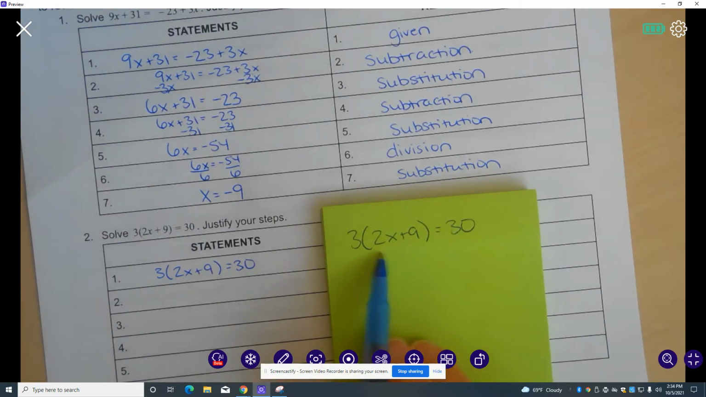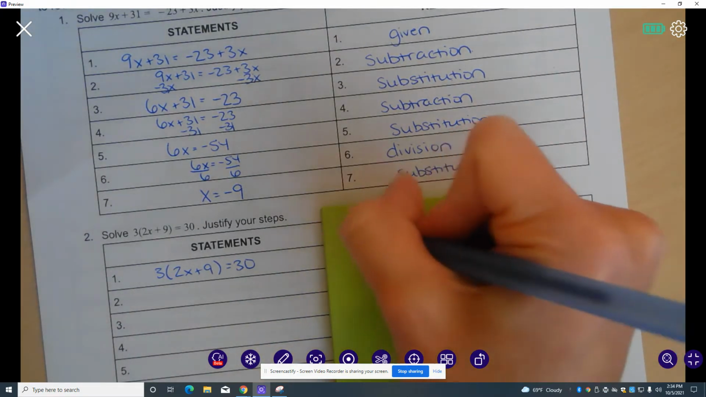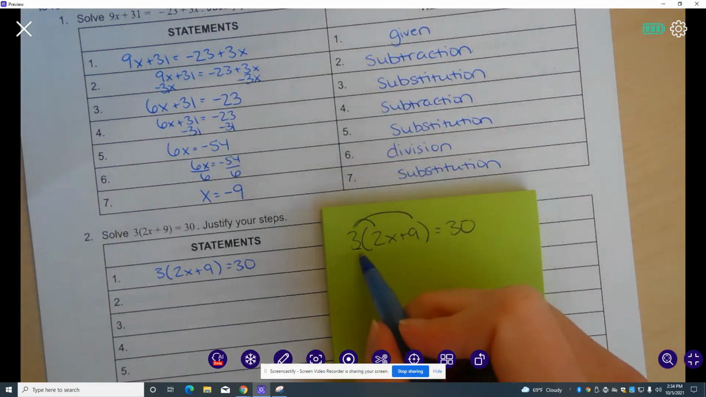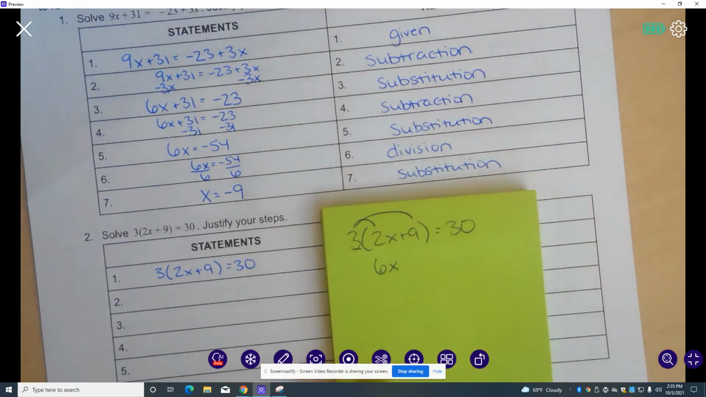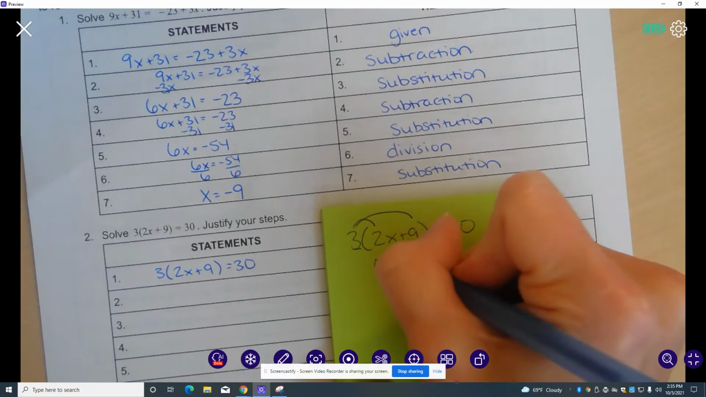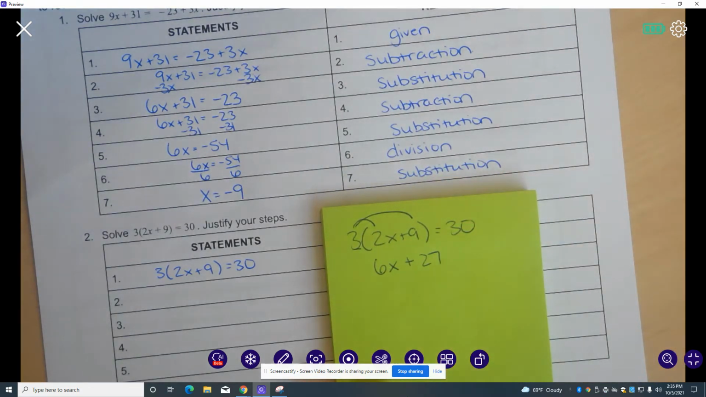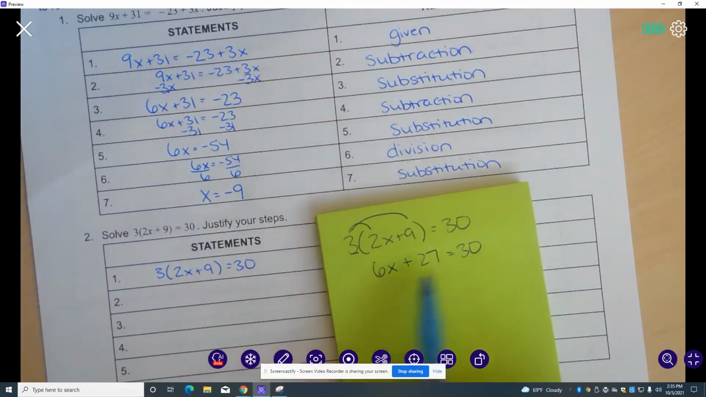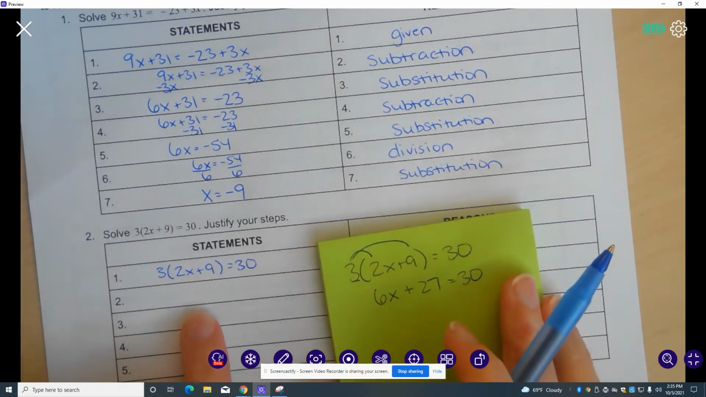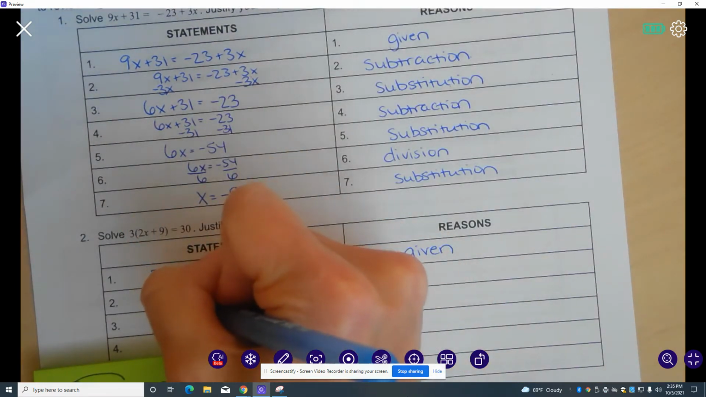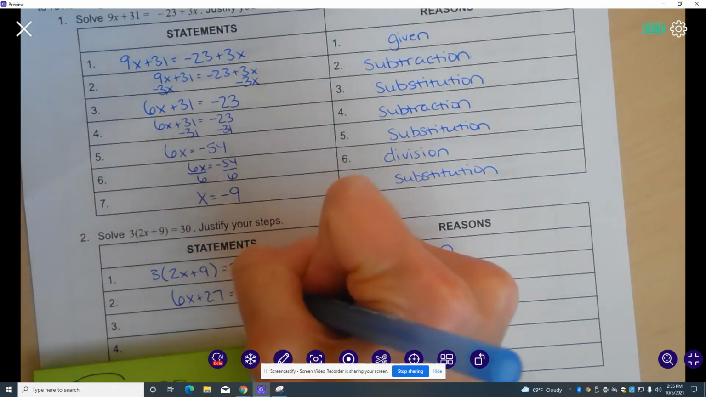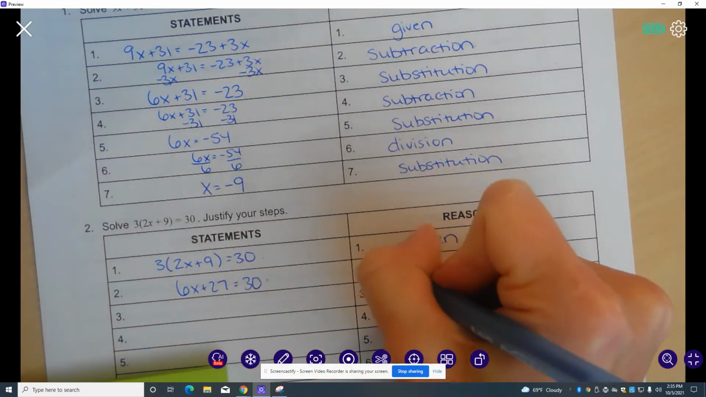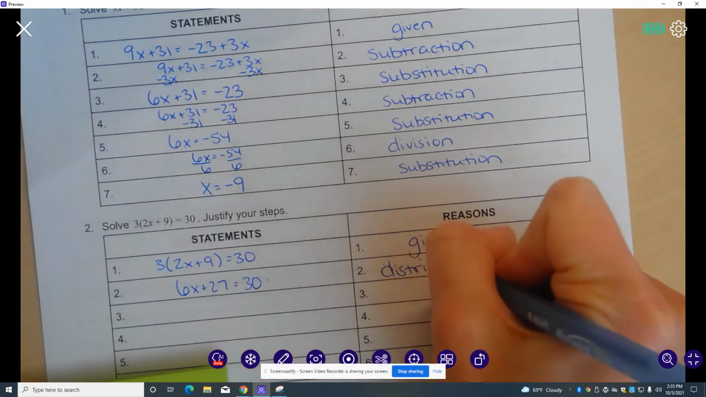All right, I notice I have some parentheses to get rid of. I have to take this 3 and distribute it to both terms inside the parentheses. 3 times 2x is 6x, and 3 times 9 is 27. I now need to put this new equation in my proof after I use the distributive property. So from statement 1 to statement 2, I got this new equation by using the distributive property.